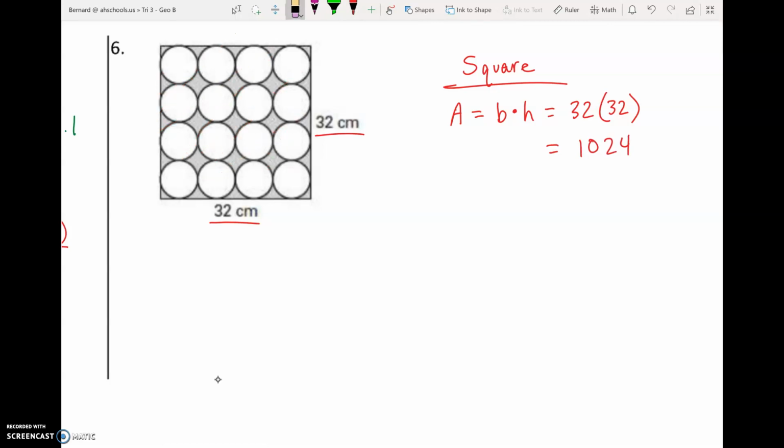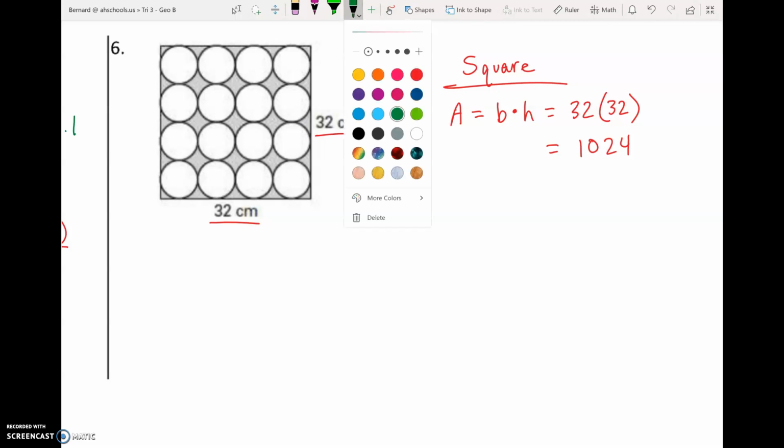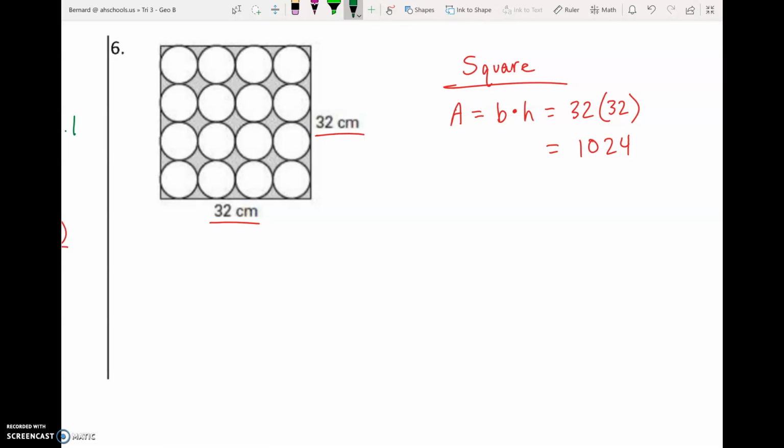But we need to subtract away 1, 2, 3, 4, 5, 6, 7, 8. There's 8 more after that. So we need to subtract away 16 circles. Now, for us to subtract away 16 circles, we need to know the area of one of the circles, and then we can multiply it by 16. One note here is we are going to assume all of the circles are the same, okay? All of the circles are the same.